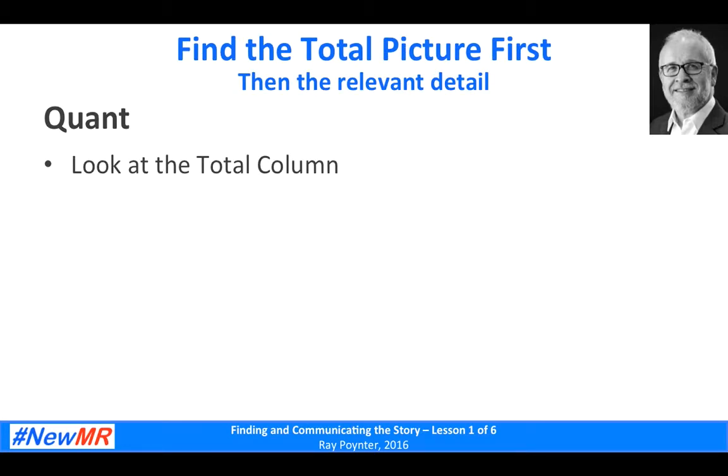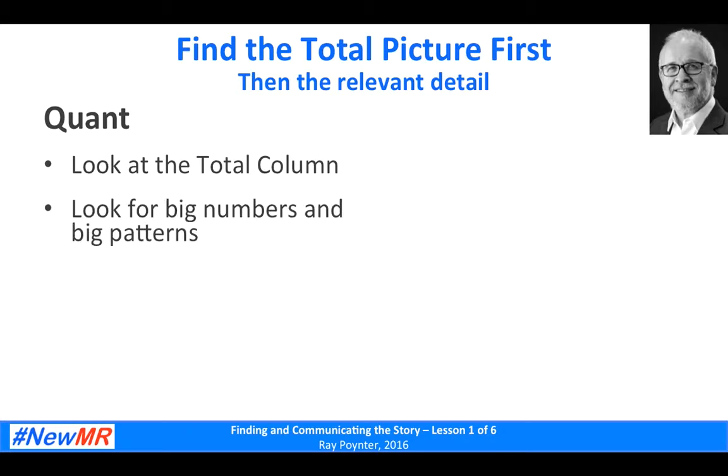How do we do that total picture first? Well, if it's quant, it's mostly about looking at the total column as opposed to all those other columns. It's looking for big numbers and big patterns. And let's not look for this one's 36% and that one's only 32%. That will only occasionally be interesting.